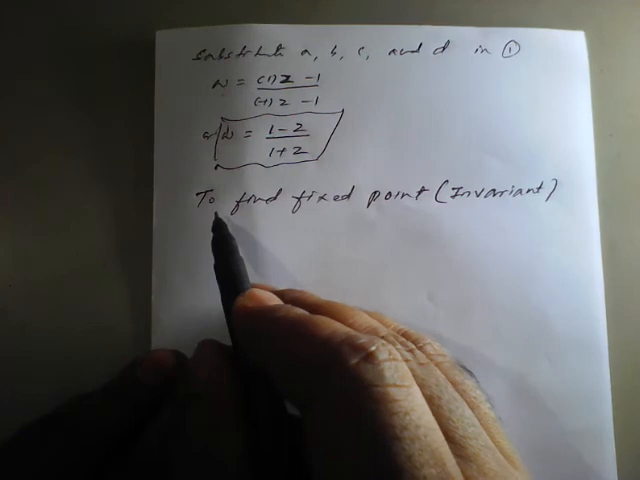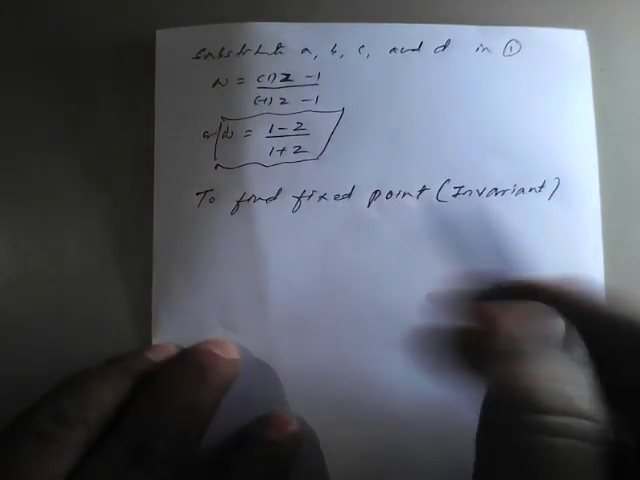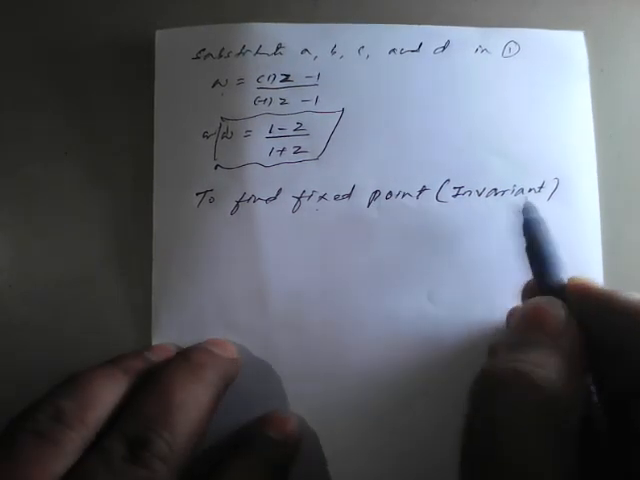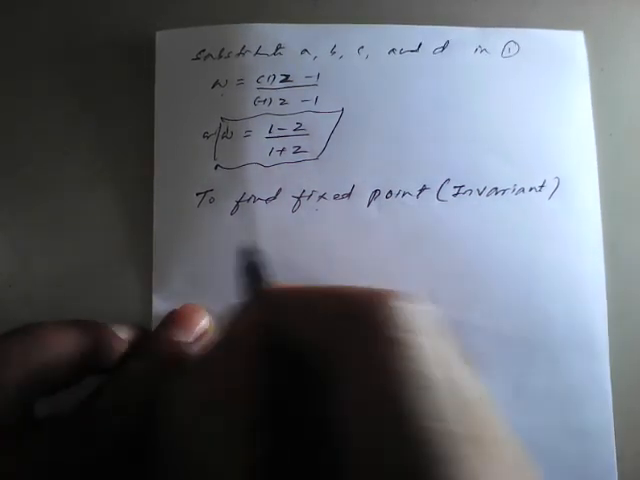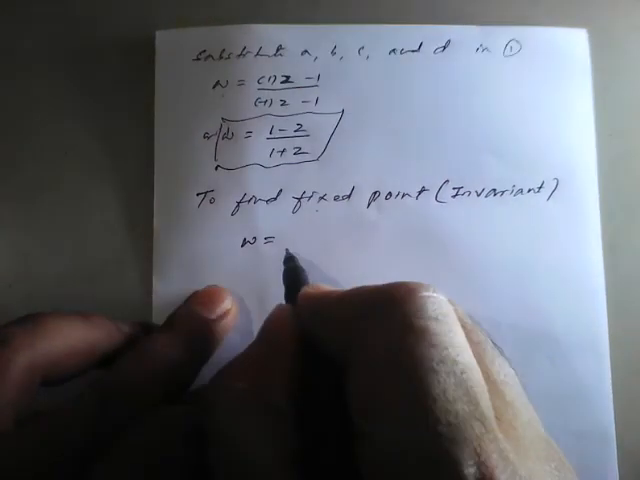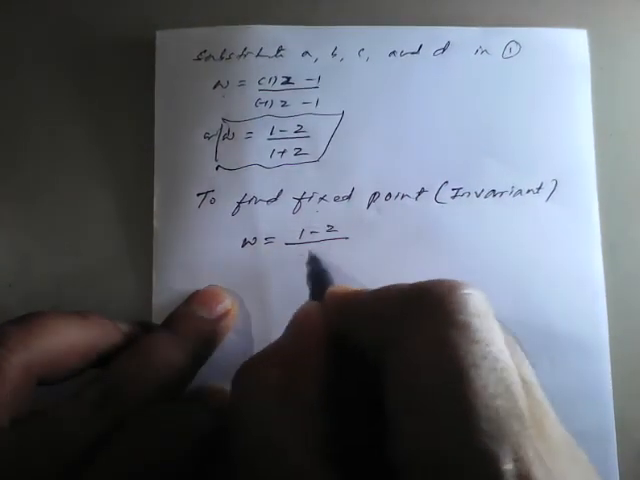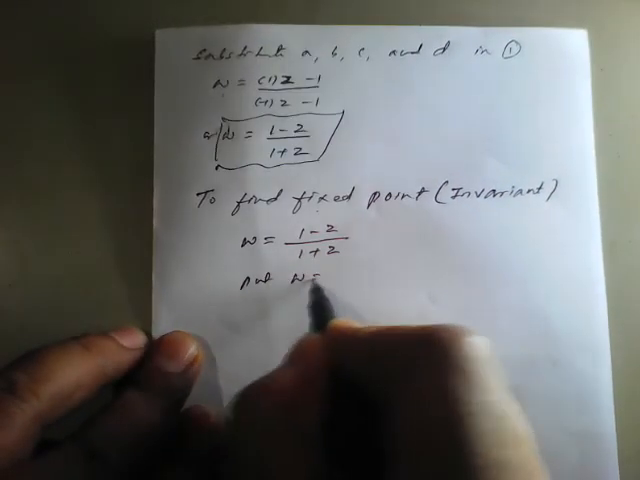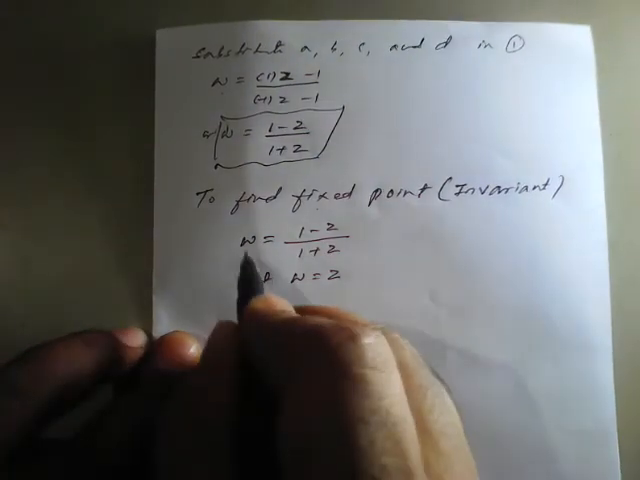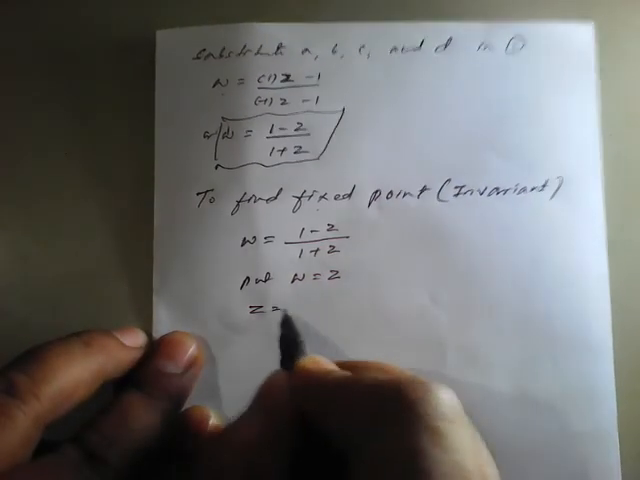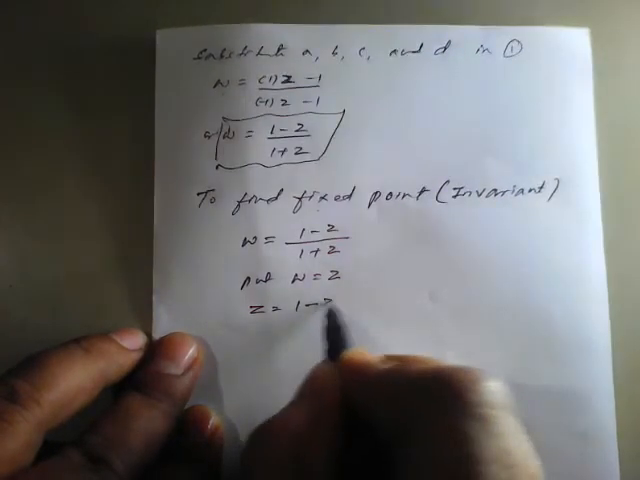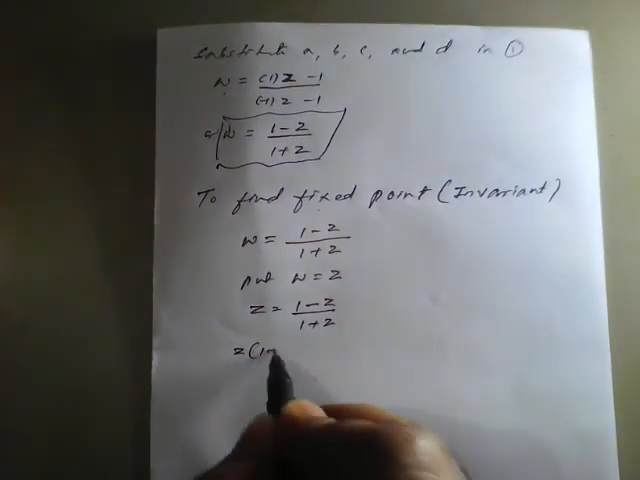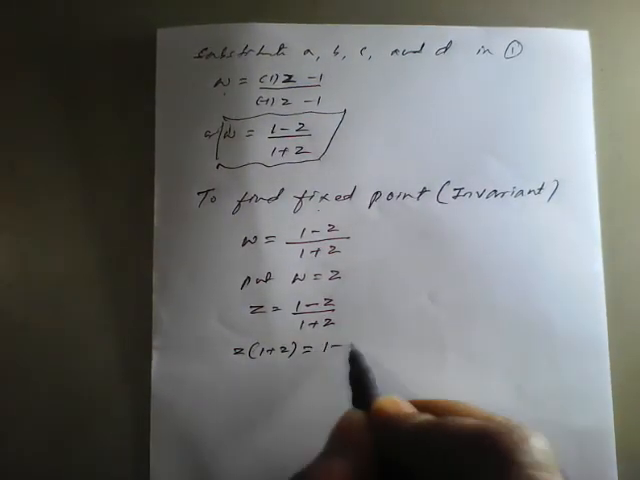Now next question, you read the last part. To find the fixed point. Fixed point is also called an invariant point. So for the given last bilinear transformation we have to take w is equal to 1 minus z upon 1 plus z. Here put w is equal to z. So what happens, this w will become z. So z is equal to 1 minus z divided by 1 plus z. So cross multiply. So z into 1 plus z is equal to 1 minus z.